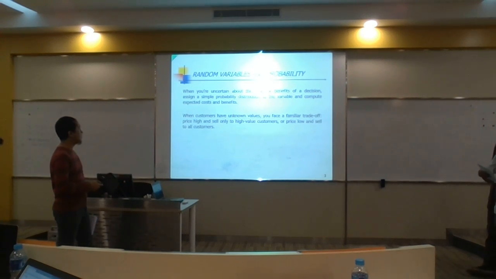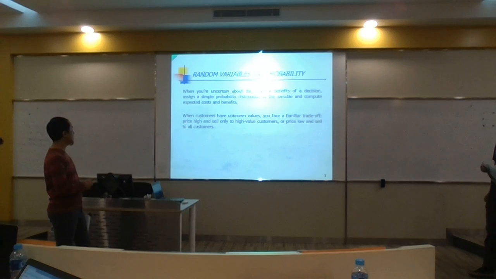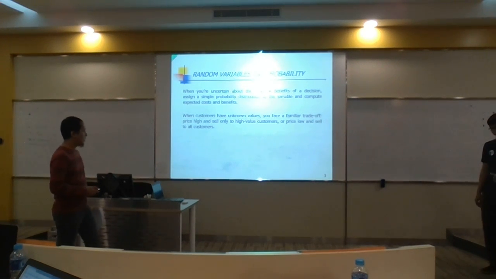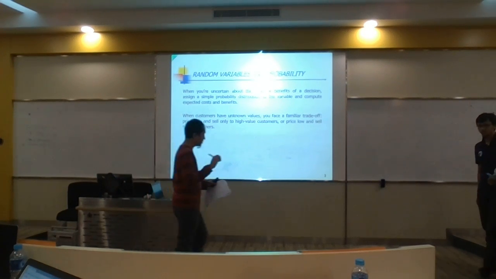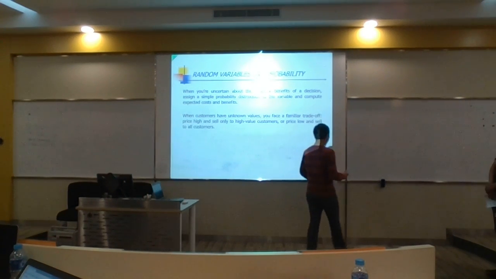When you are uncertain about the cost or benefit of a decision, assign a simple probability distribution to the variable and compute expected cost and benefits. Let me describe it with a simple example.